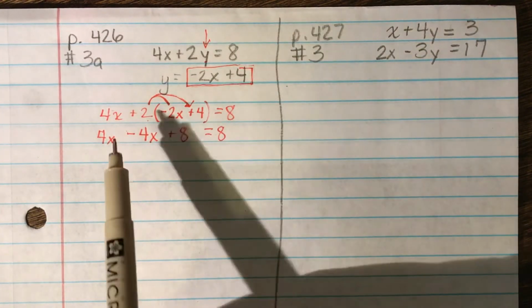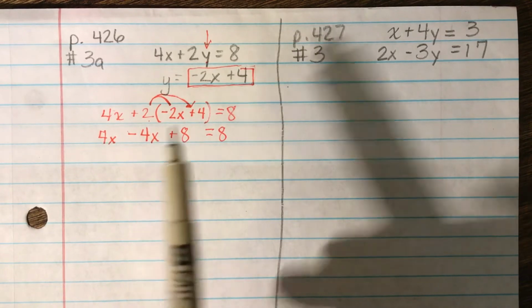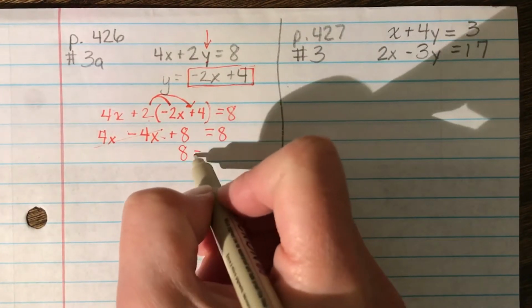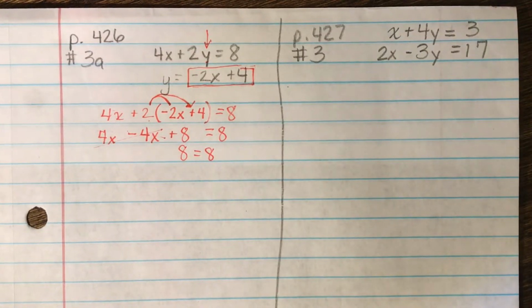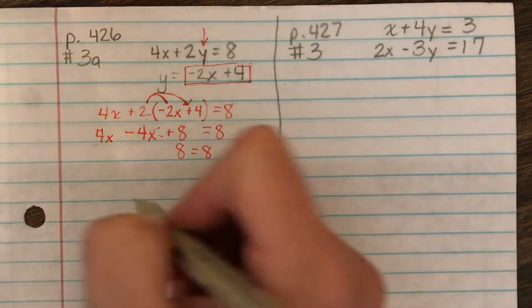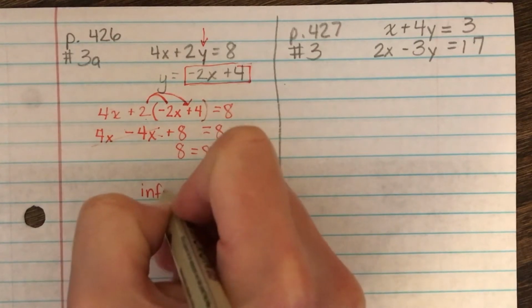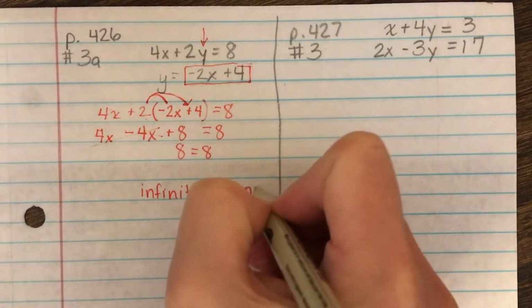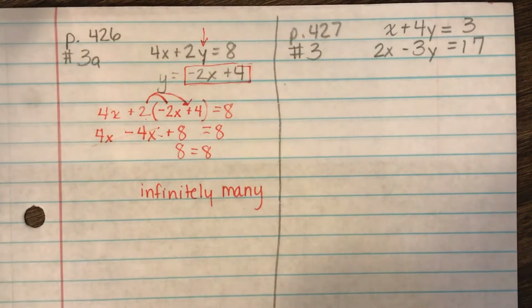And then you're going to see 4x minus 4x, well, those cancel each other out, and I'm left with 8 equals 8. And for this one, your solution would be infinitely many. And some people will even write infinitely many solutions.